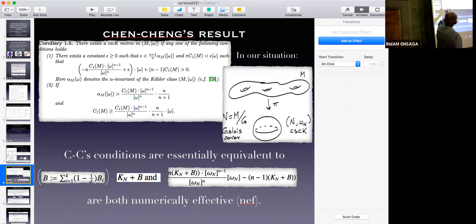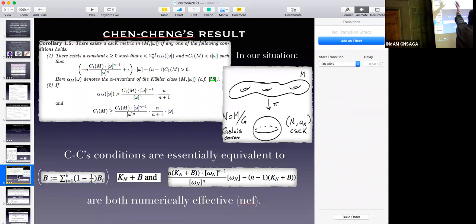So I copied from their paper the main existence result, which is relevant for us, which is this Corollary 1.5. Now, what they are saying is the following. Forget for a moment the second. The second is not really relevant for us. It's the first one which is interesting.